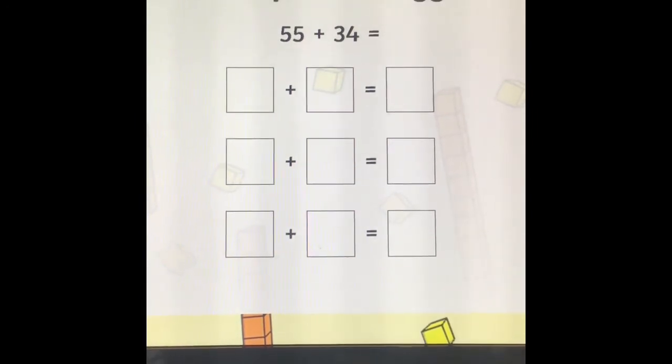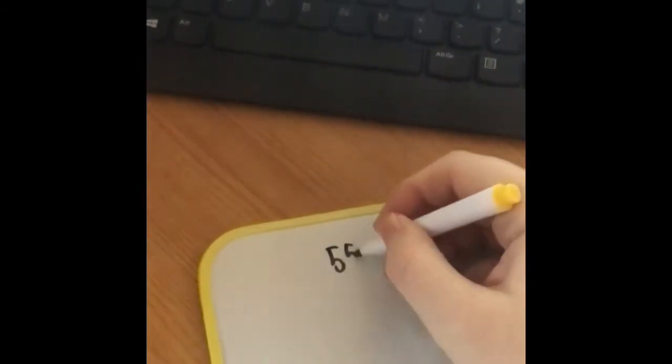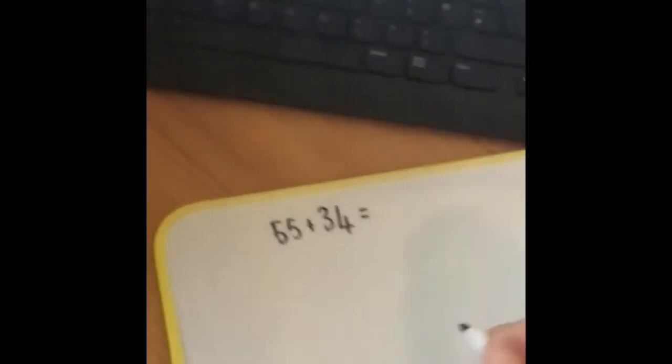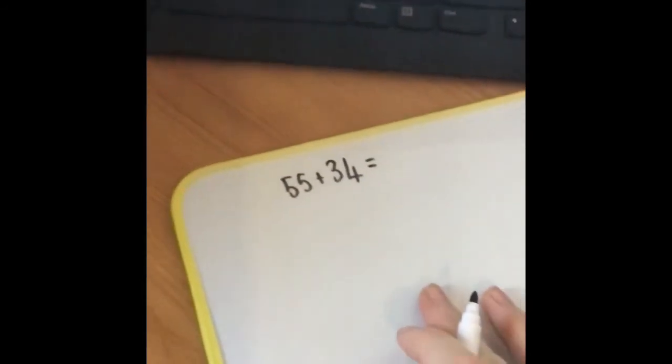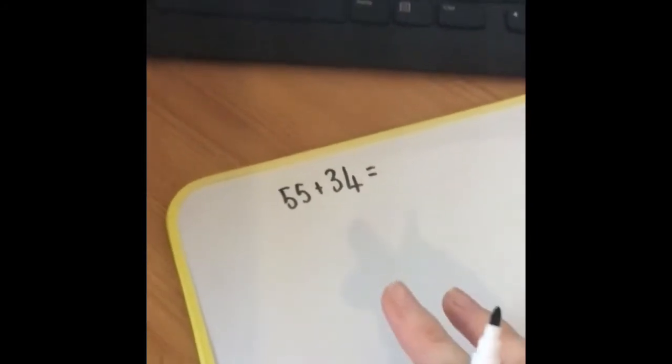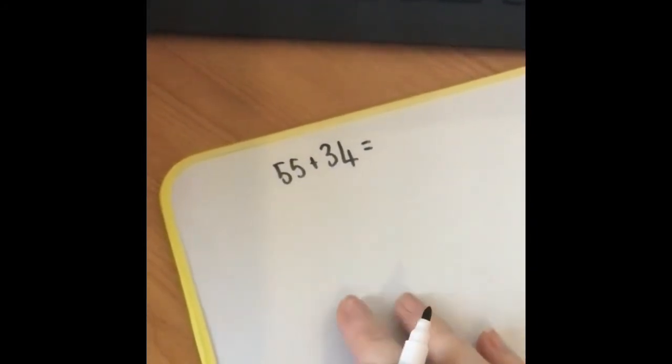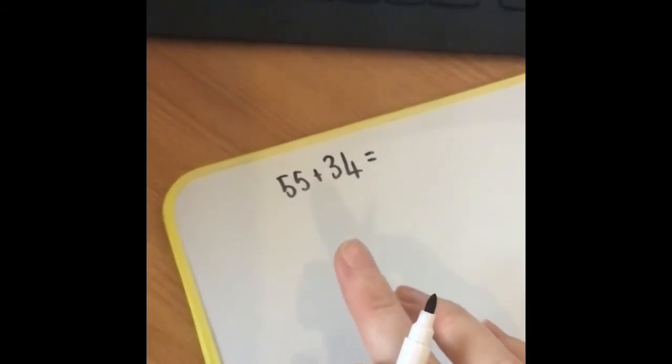This one says 55 and 34. So let's do it as the diagram because I like the diagram. So let's go back to my diagram. So I've got 55 add 34 equals. So again, to do that, we're using a split strategy, and split means we split it into the tens and the ones. So let's split up the 55 and the 34.